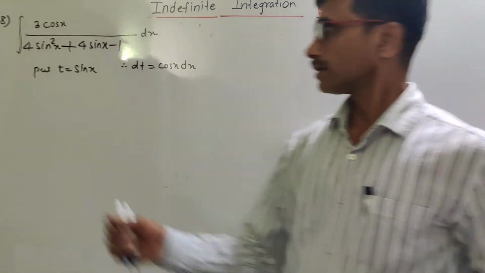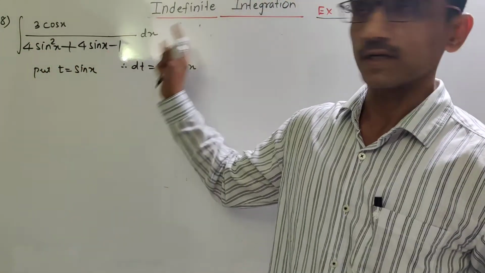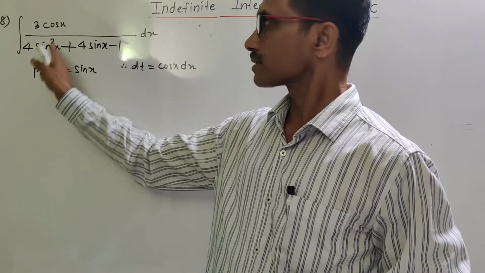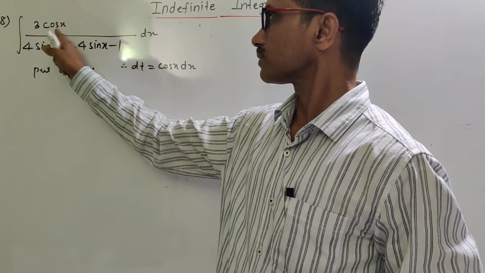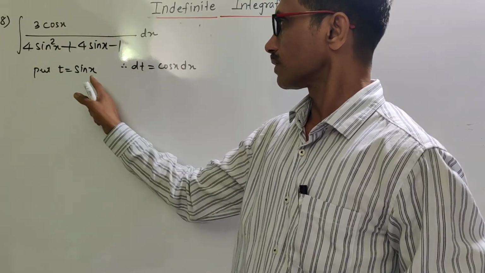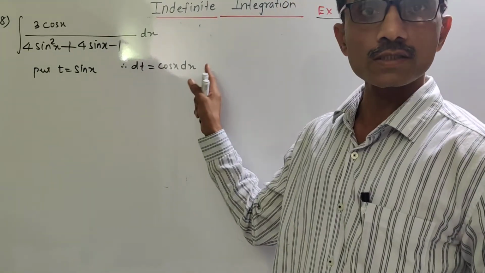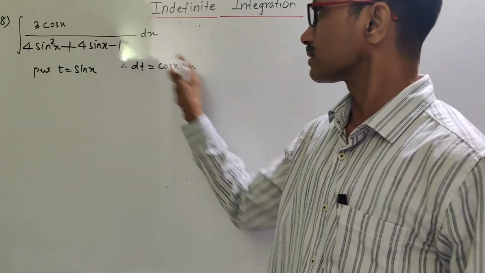Question number 8. In this integral, 3 cos x upon 4 sin square x plus 4 sin x minus 1. The derivative of sin x is cos x, so substitute t is equal to sin x. Then dt by dx is cos x, so dt will be equal to cos x into dx.